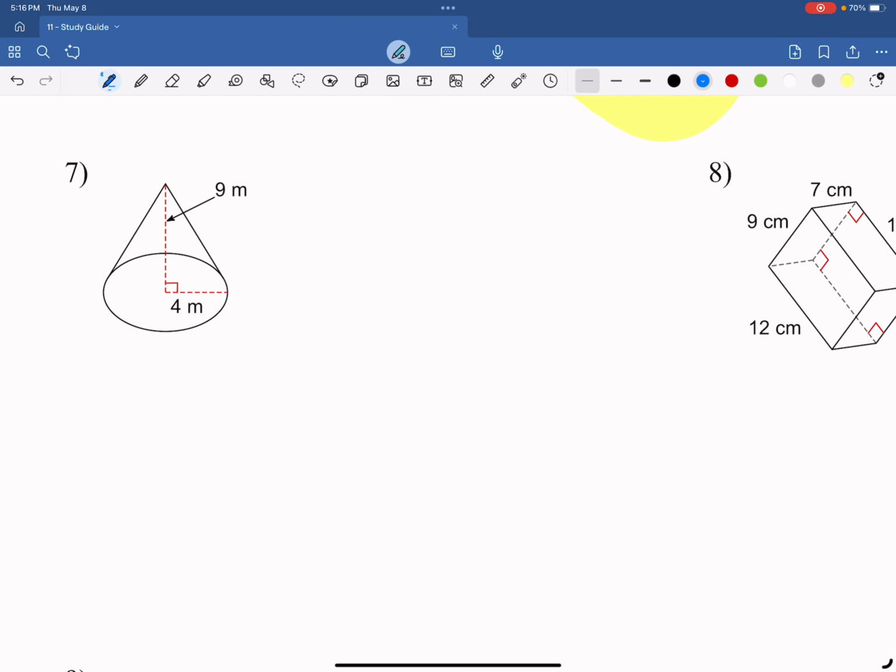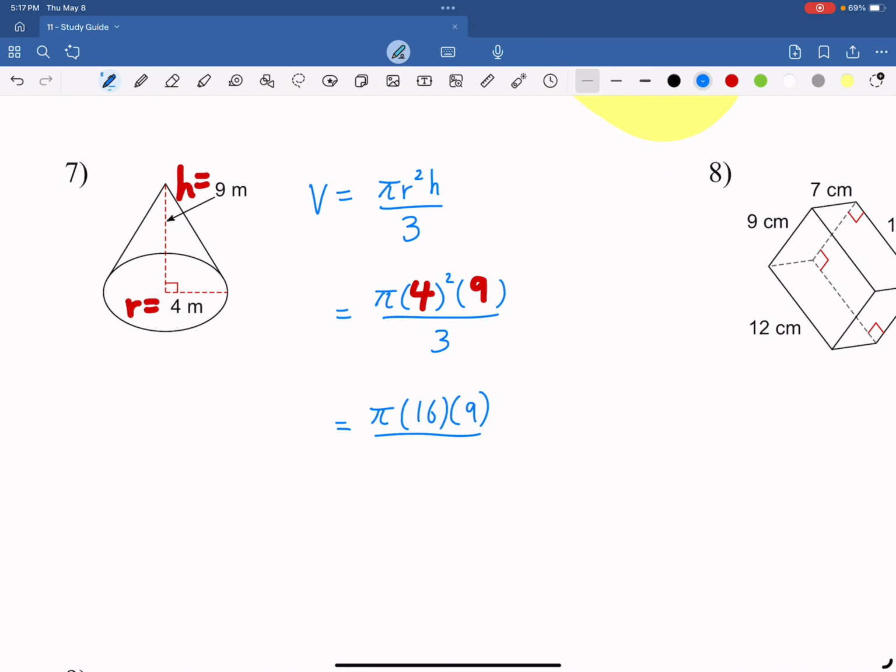Okay, this is a cone. Remember, cone is the same formula, right? Pi r squared h, except it's a third of the size, so we're going to divide it by 3, whatever answer we get at the end. And so identify your height. The height is going to be 9. The radius of this circle on the bottom is going to be 4. And so if we were to plug it in, this would give you 9. This would give you 4. That's going to give you pi times 16 times 9 divided by 3.